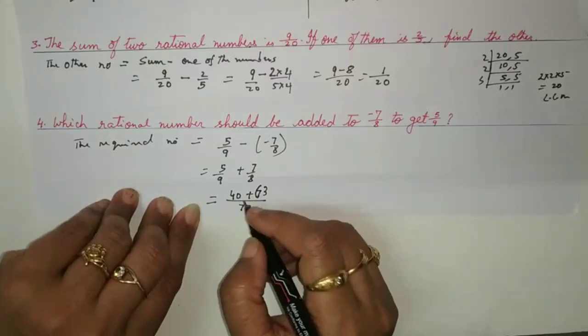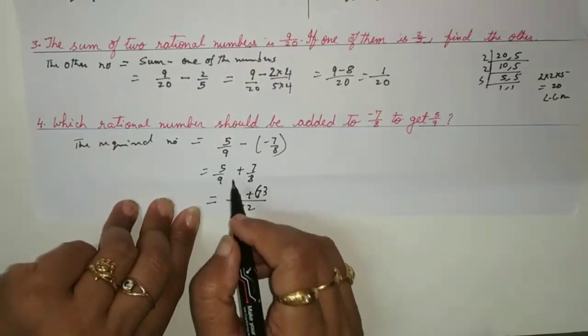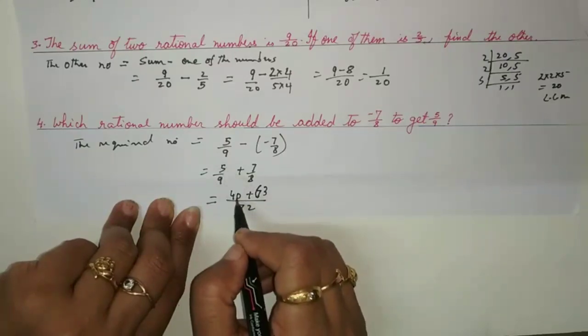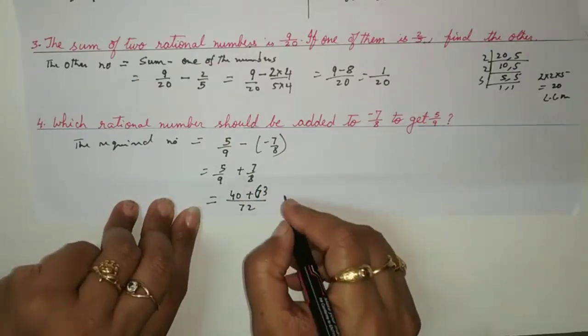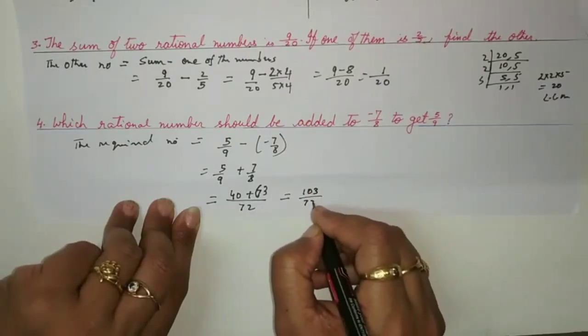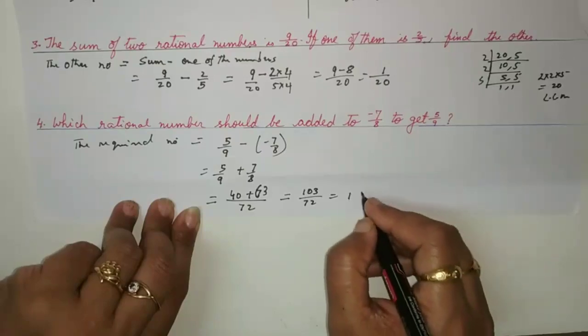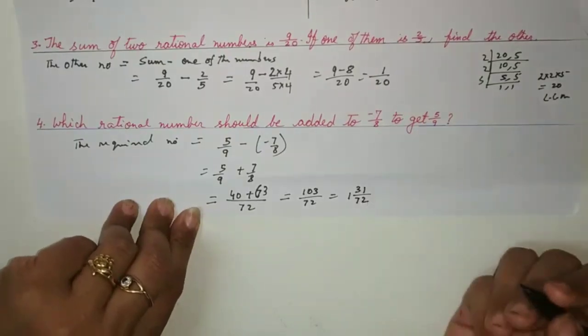How did you get that? The LCM is 9 into 8, 72. You are multiplying 8 here, 5 8s are 40. You are multiplying 9 here, 9 7s are 63. So your answer is 103 by 72. Please put it in the form of the mixed fraction, which you all have done.